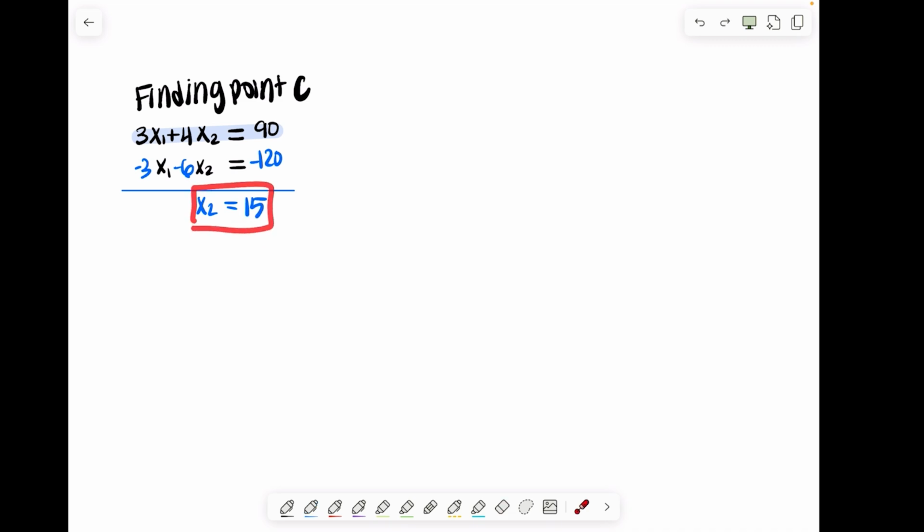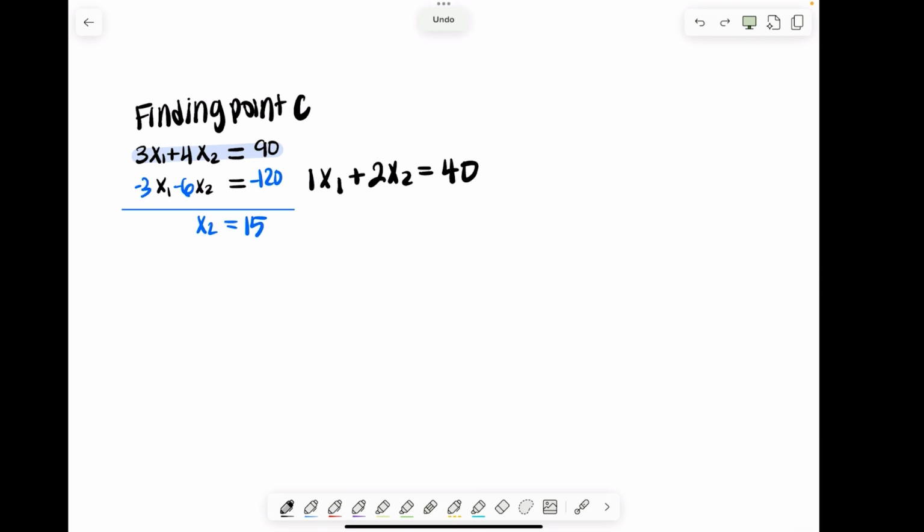Now that we know one of the values, we can go back and plug it into an equation. I'm actually going to bring back the one that was here. It was 1x1 plus 2x2 is equal to 40, because it's the easiest since it has a 1, and I'm just going to plug in 15 for x2, so that gives me 30. So -30 minus 30, this goes away. This becomes a 10. So I'm left with x1 is equal to 10. So point C is 10, 15.